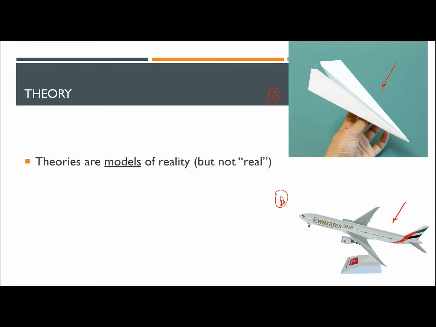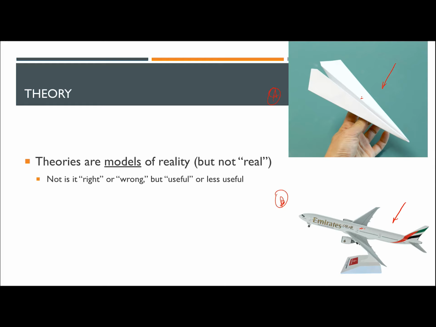And that's what theories are. Theories are just models of reality. They're not real themselves. This is not actually an airplane. This is not actually an airplane. It's a model of an airplane. Neither one is right or wrong. They're just useful or less useful depending on what question you're asking.